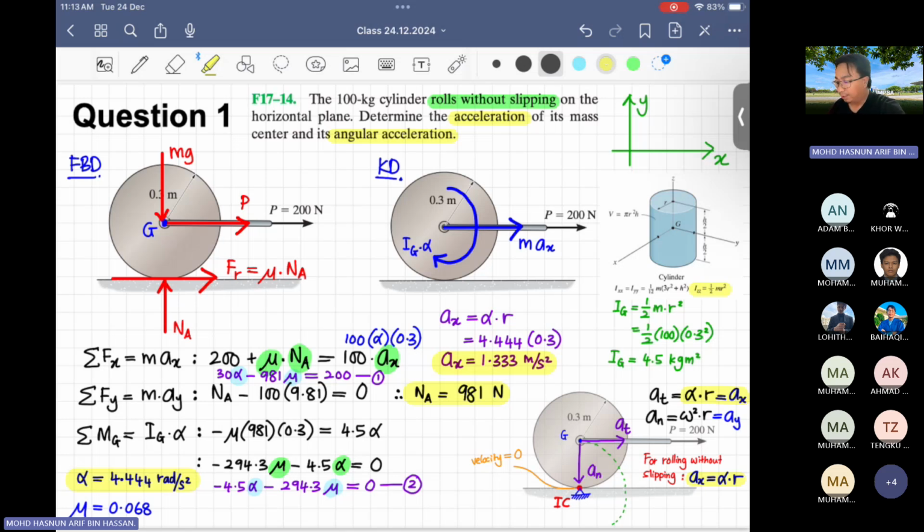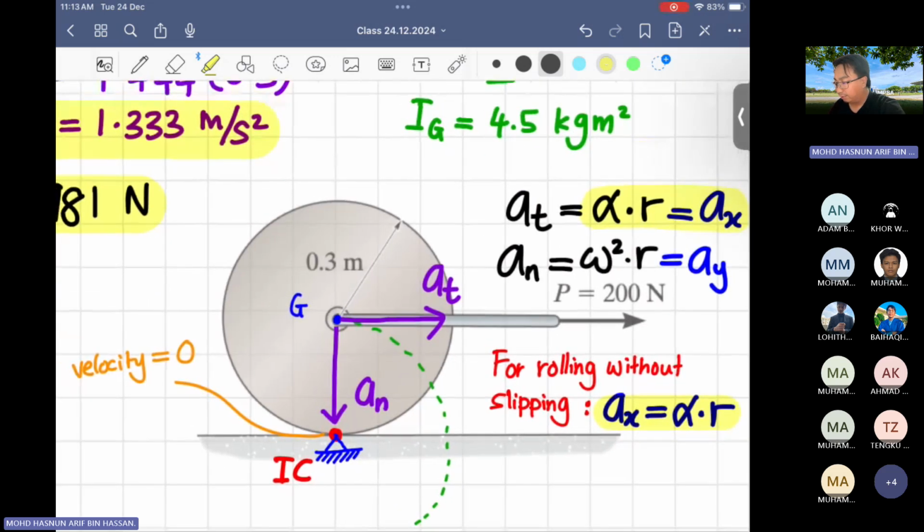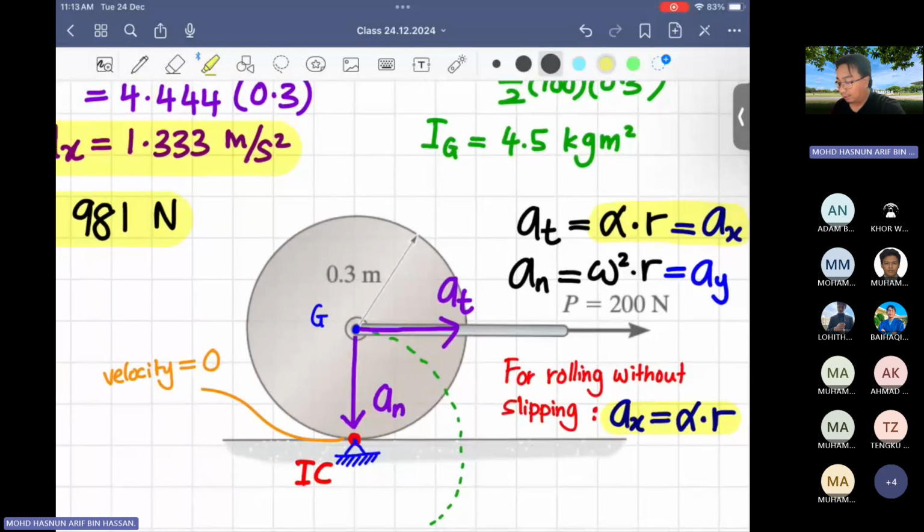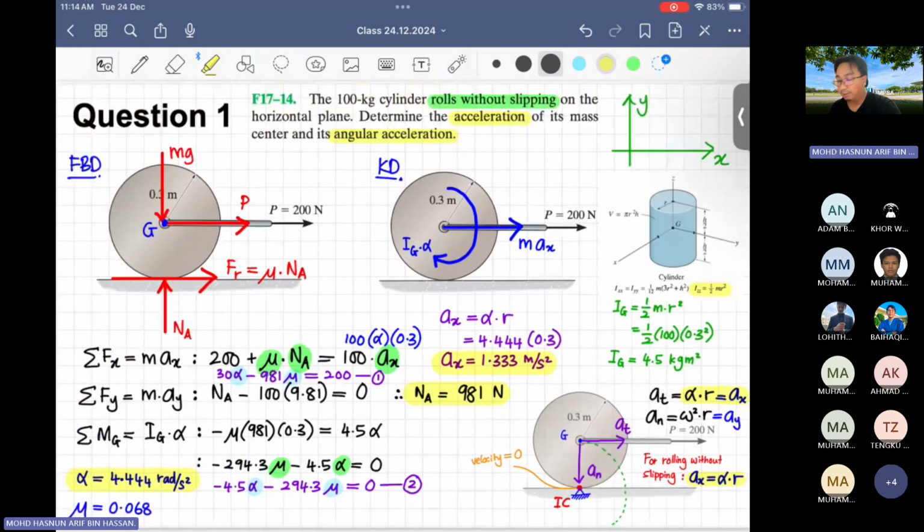The steps are the same, but an extra piece of information that you need for general plane motion is this: the contact point for rolling without slipping is the location of IC. Based on the formula that we know previously from chapter 1, AT equals alpha times R, which happens to be in the same direction as AX. Therefore, AX is equal to alpha times R. So you can substitute AX with alpha R so that you can solve the problem.